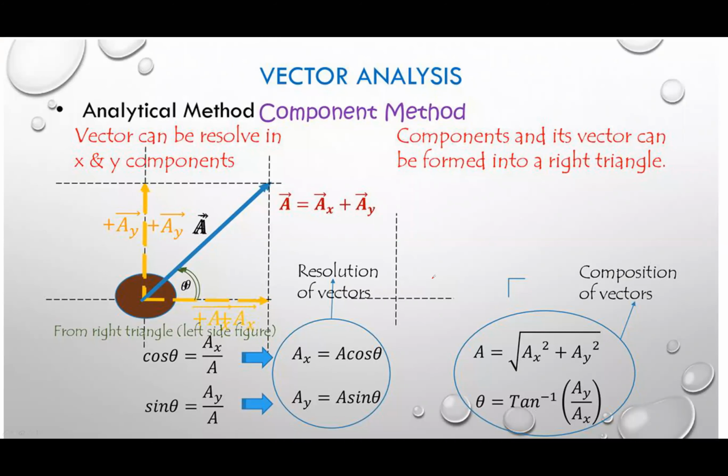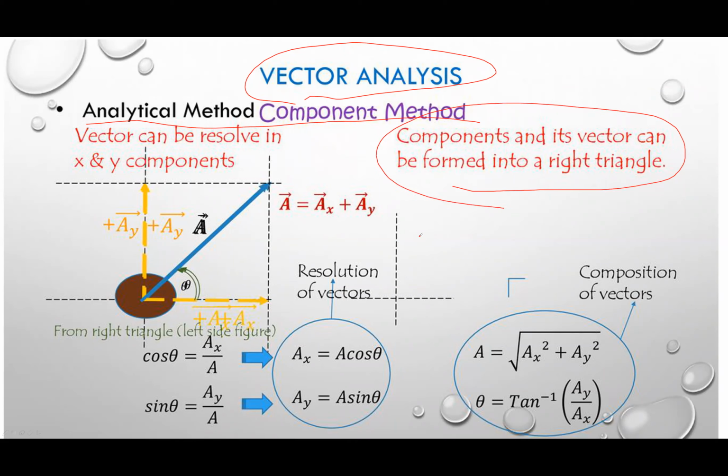Vector analysis. We use the analytical method. Vectors can be resolved into x and y components. You can resolve a vector into x and y components. Let's say we have two vectors or three vectors. You can resolve them into their components, and a vector and its components can form a right angle triangle.